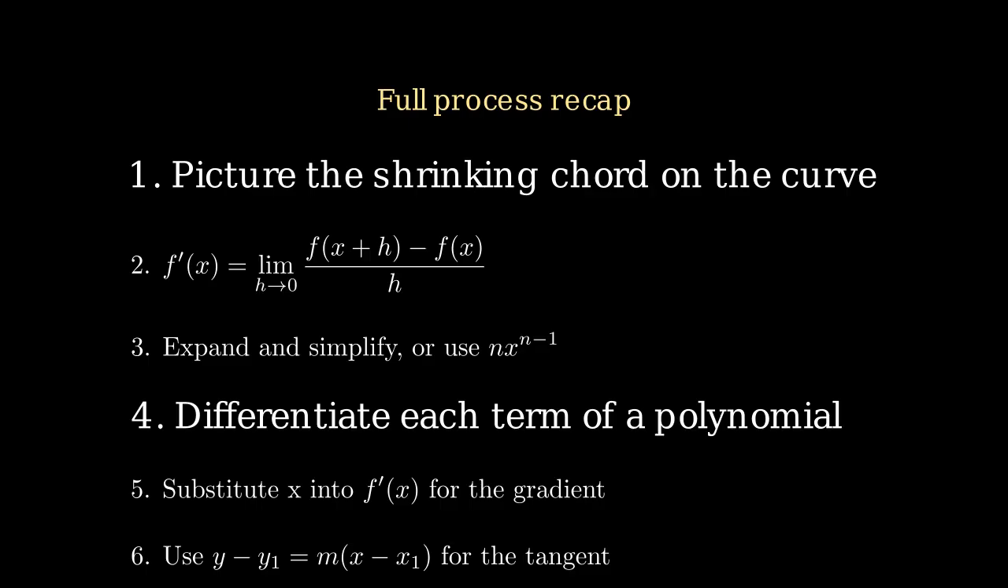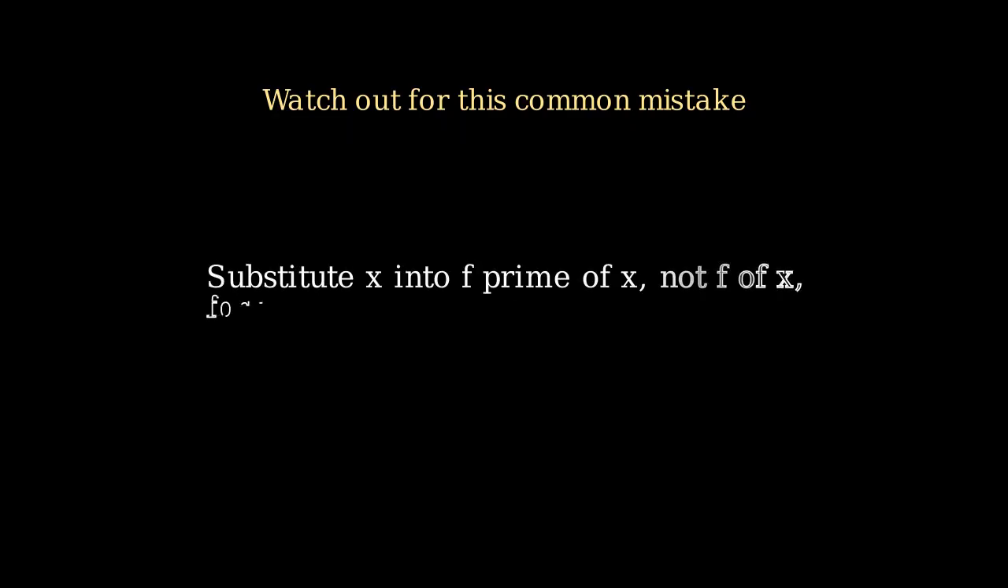Watch out for this common mistake. When finding the gradient at a point, students often substitute the x value into the original function instead of into the derivative. Always substitute into f prime of x for the gradient, and only use the original function to find the matching y value. Here is the simplified version, just the essentials.